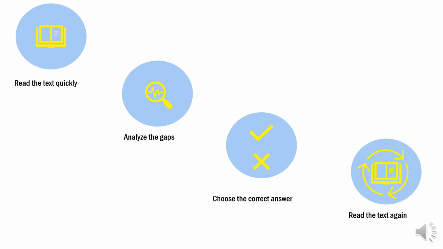Reading the text quickly, which is the first step, is not a must, but I definitely recommend reading the text quickly to get a general understanding. Students often forget about the whole text and focus too much on individual gaps. Get a first idea and then move on to the meaty part of the task.